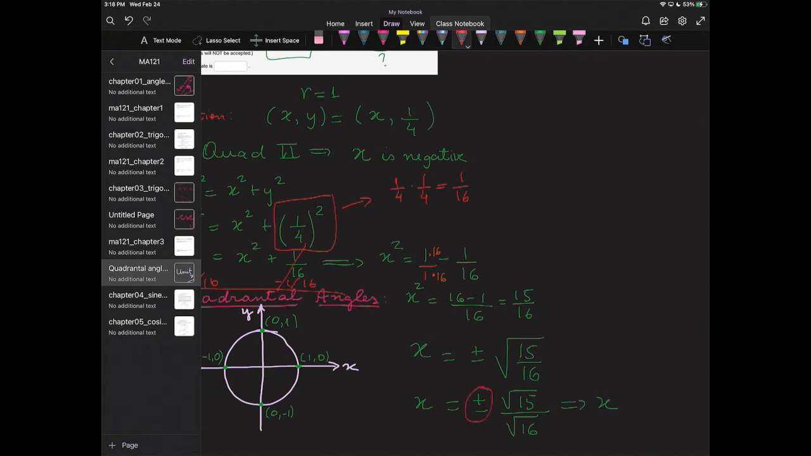Remember, I have two possibilities here. I'm going to take the negative value because I know it's in the second quadrant. And then the answer is negative square root of 15 divided by 4.